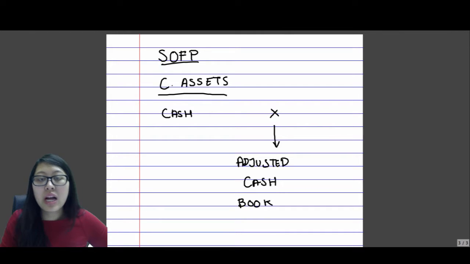So, you will have a cash book balance in the beginning of the month, and when you receive your bank statement, you're going to have to perform a bank reconciliation. From there, you're going to adjust your cash book balance, and that is the final balance that will be shown in your statement of financial position.